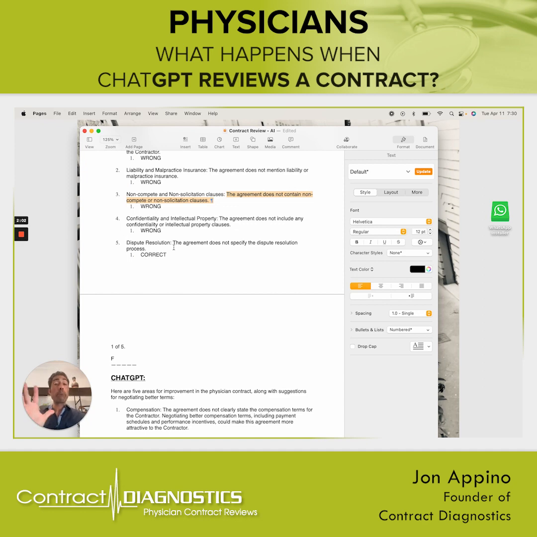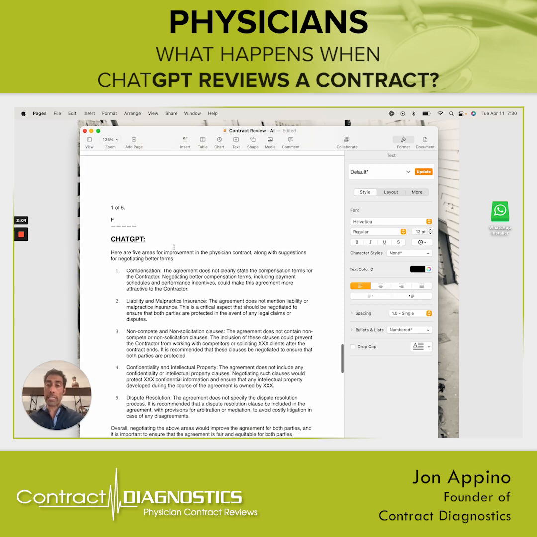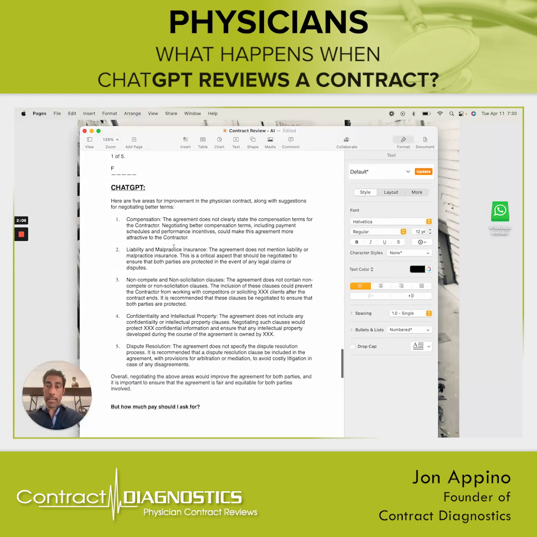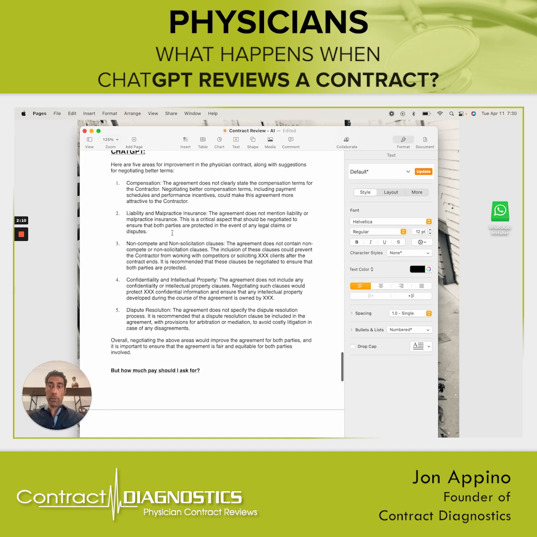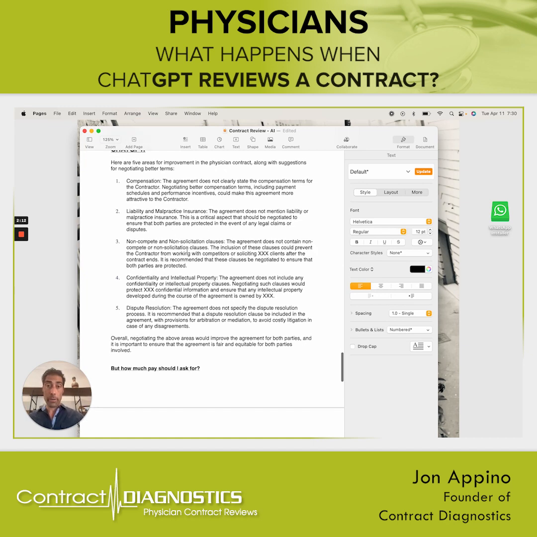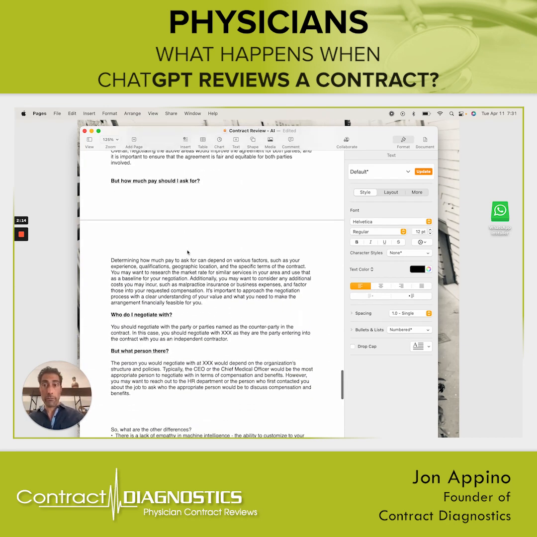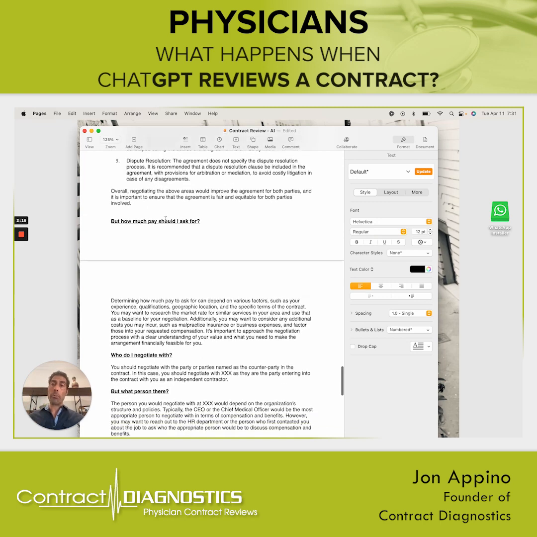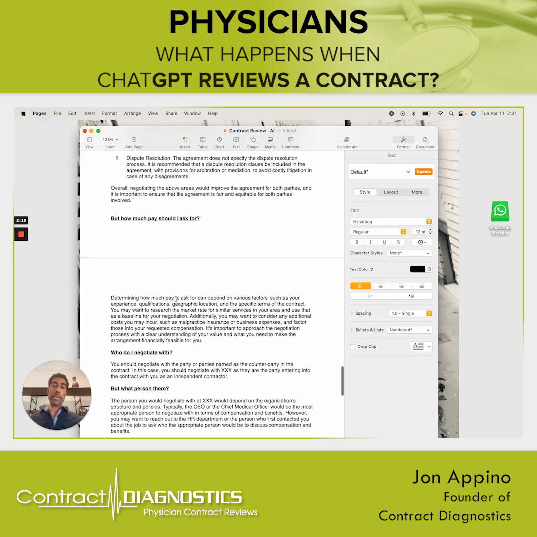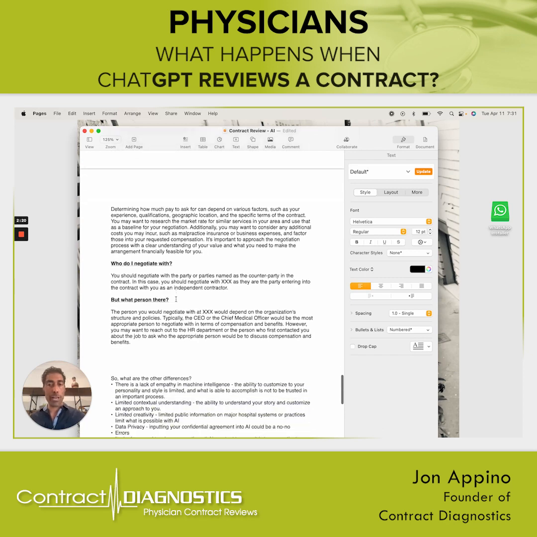Okay? But let's just say it was right. So what's the next steps? Okay? Say, here's areas for improvement of the physician contract, okay? So here's some of the areas that you could compete, but it doesn't contain those information. So that's wrong. And I asked it, but how much pay should I ask, right? Determining can depend on various factors, so it doesn't give an answer.